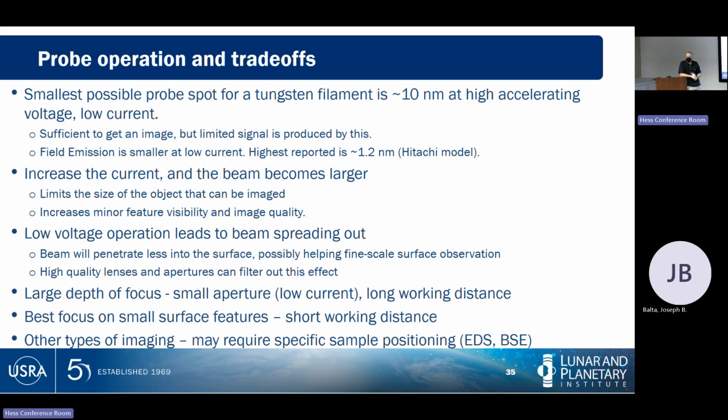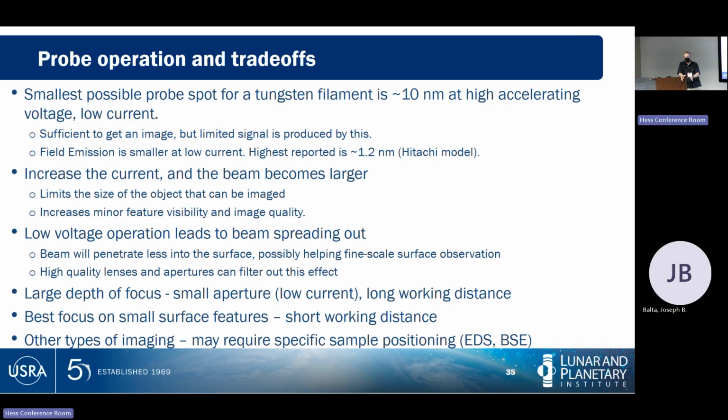What then are your trade-offs? Well, the more I turn up the current, the more my beam is going to spread out. So if I'm analyzing a very, very small area, I want a very, very small current to control how much energy is hitting that spot. Increase the current and the beam becomes larger. This will limit the size of the object that can be imaged, but this will improve my image quality because a higher current will produce a stronger response from the sample that I'm analyzing. That's an example of a trade-off.